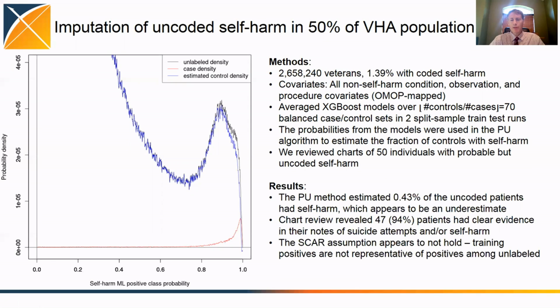The positive unlabeled method estimated 0.43% of uncoded patients had self-harm, which appears to be an underestimate because chart review showed, when we selected among unlabeled individuals, that 94% of them had clear evidence in their notes of either attempts of suicide or of self-harm. So it appears here the SCAR assumption doesn't hold. Our set of positives, of what people pick up as obvious self-harm, is not representative of all of the positives among the unlabeled.